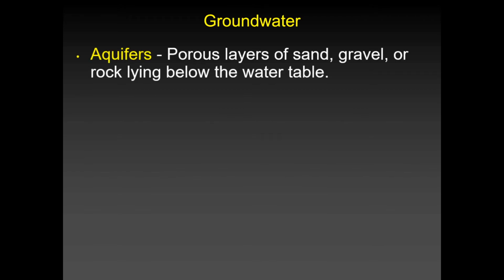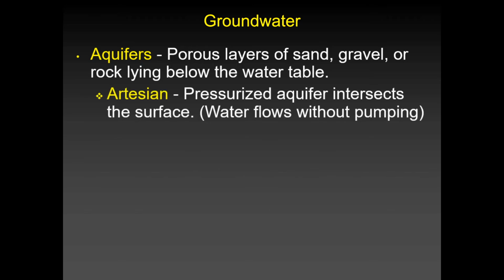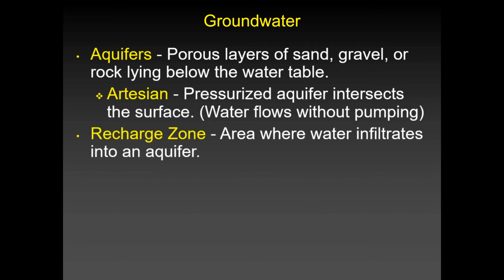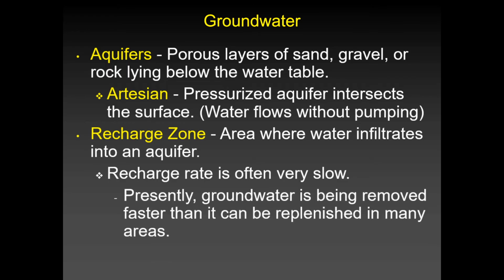Aquifers are porous layers of sand or gravel lying below the water table. Artesian aquifers are where pressurized aquifers intersect the surface, so water can flow out of those without pumping. The recharge zone is the area where water infiltrates an aquifer. Recharge rates, though, are pretty slow. This is something that you can look up too, is the recharge rate.